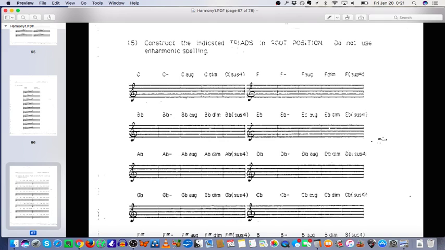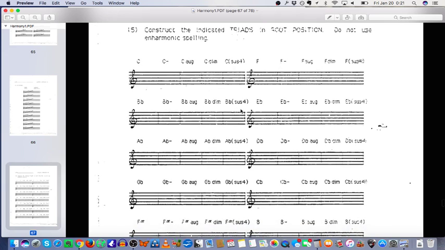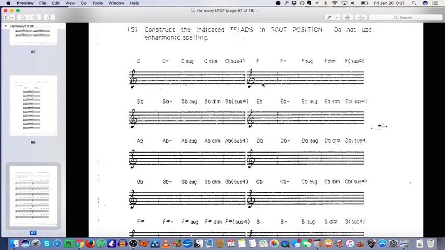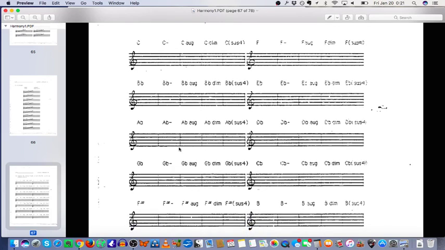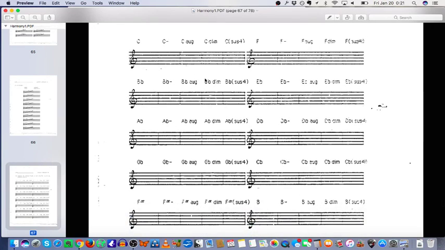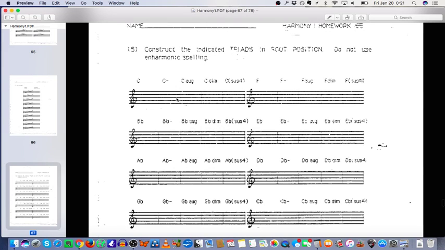Construct the indicated triads in root position, meaning root on the bottom. Do not use enharmonic spelling. Okay. So just basically watch your intervals. You're going to do every type of chord in every key, basically. Circle of fifths, or circle of fourths. So, you got C, should be a C major triad, then C minor, C augmented, C diminished, and C sus4. All right, then do that.